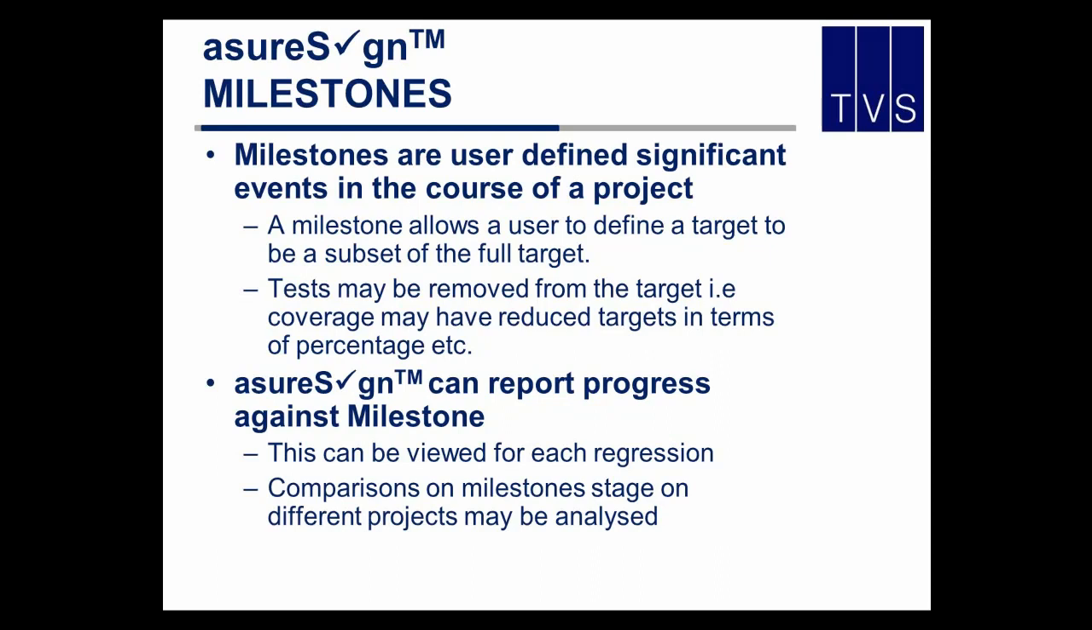So it could be that in earlier regressions, you might remove a whole lot of tests and just say we're going to start running these tests at a certain point. Until that milestone's reached, we won't bother with these because they're complex to debug and we need to get the basic stuff working. So AsureSign can also report progress against milestones. So if at a milestone you are releasing documentation, we can give you documentation on a per milestone basis. So we can view at each regression, and we can do comparisons on milestone stage. So we can do comparisons across different regressions that are matched on different milestones.